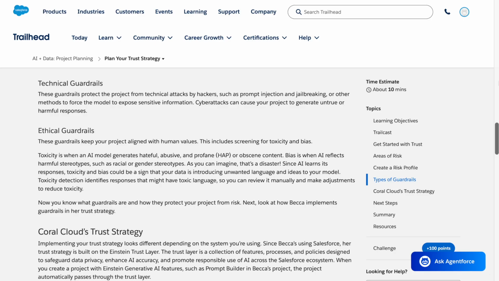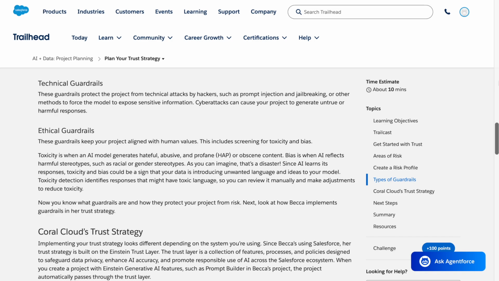Ethical guardrails. These guardrails keep your project aligned with human values. This includes screening for toxicity and bias. Toxicity is when an AI model generates hateful, abusive, and profane, or HAP, or obscene content. Bias is when AI reflects harmful stereotypes, such as racial or gender stereotypes. As you can imagine, that's a disaster.